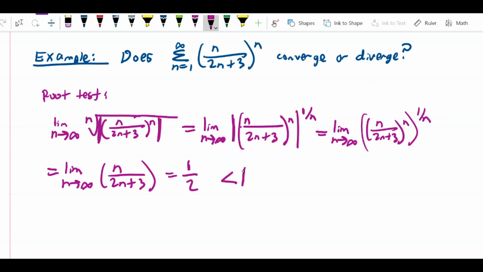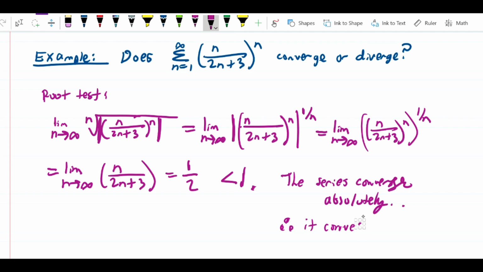1 half is less than 1, and therefore we know that under the root test, since we got a limit that's less than 1, the series converges absolutely. And if it converges absolutely, we can say, therefore, it converges.